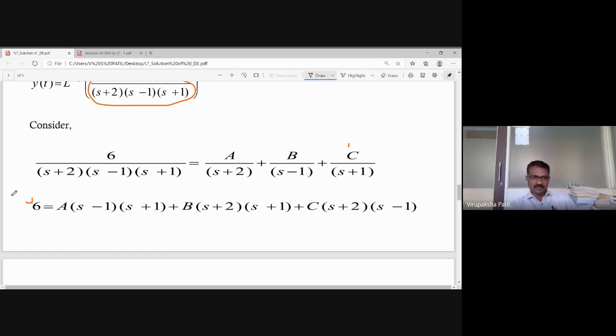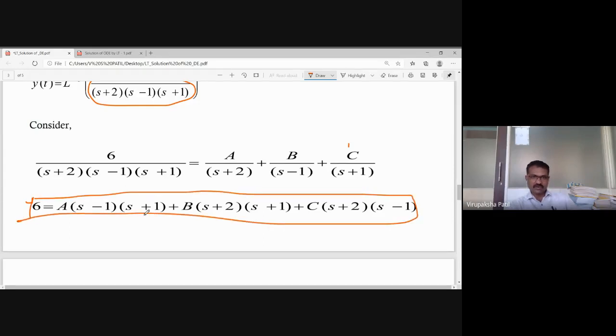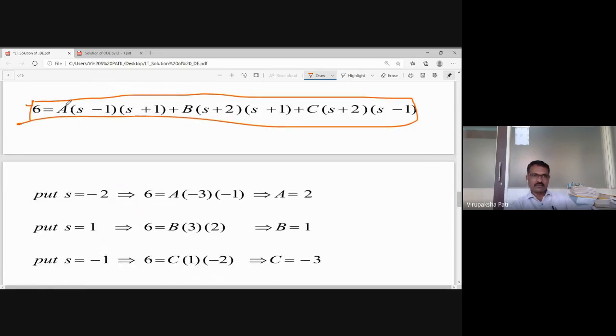Now to get the values of a, b, c, this equation plays a very, very important role, so we will do it very quickly. I want the value of a first. So we want to make the b coefficient and c coefficient 0. For that you need to find the common factor. Here the common factor is s plus 2, so we have to make this factor 0. To make this factor 0, we have to put s is equal to minus 2.